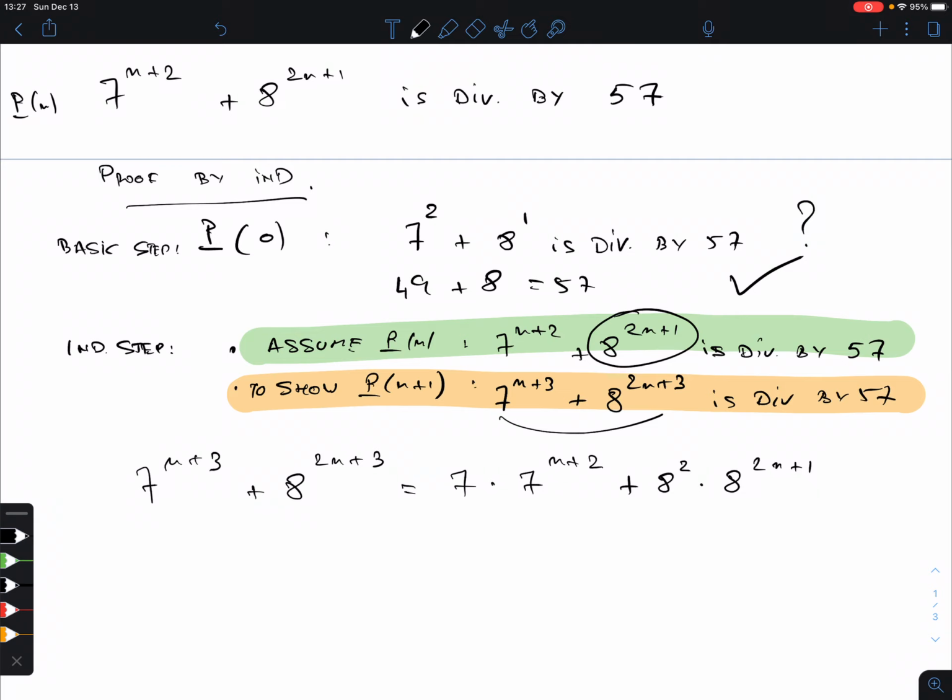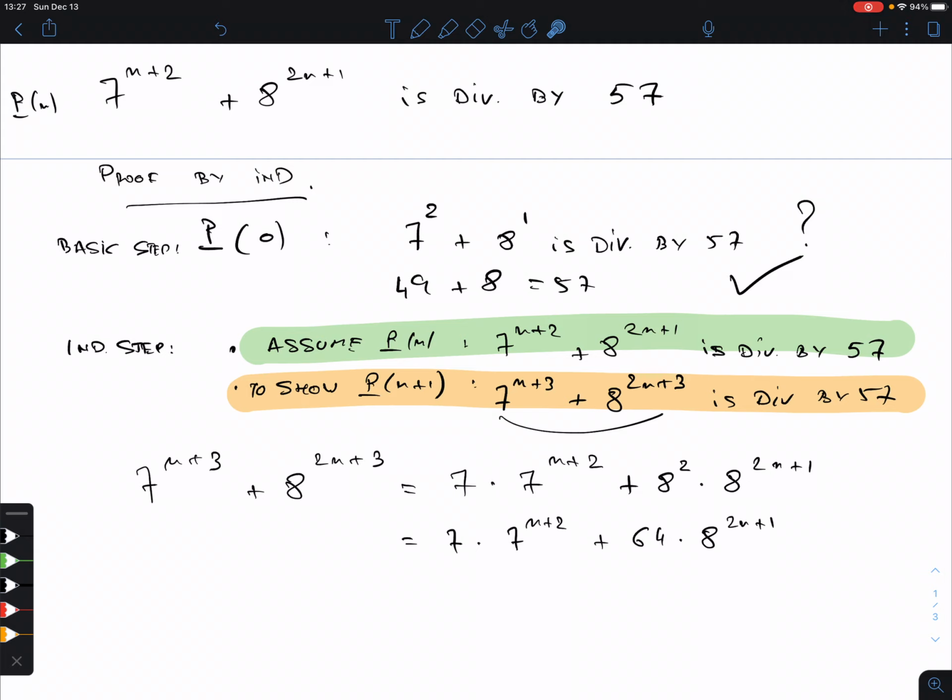Now the problem is, well, let's write out what a square is. I could have done this, but let's do it here. It's 64 times 8^(2n+1). Okay, it's not okay. I have each of these individually, I have this one and I have this one, but that's not really what I want. I need a sum of these. So there's this one plus this one, but there's a 64. They're different coefficients. They're not like terms.